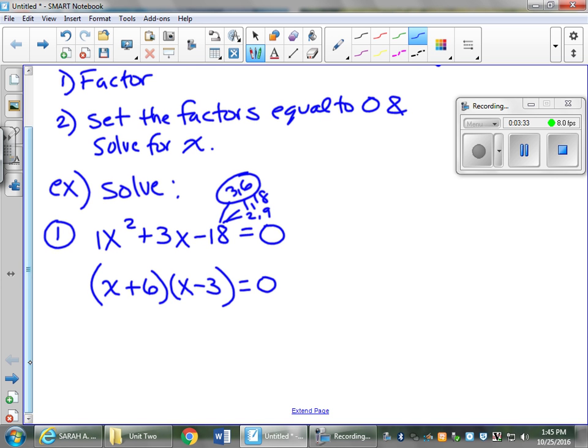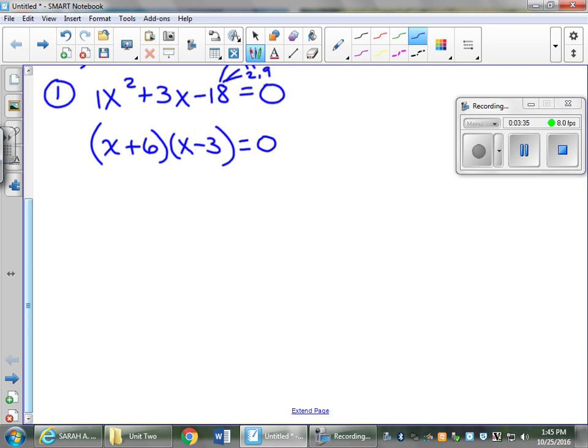Once you've factored it, to solve for x we just set the factors equal to 0 and solve. So the first one, you're going to subtract the 6, and x will equal negative 6. The second one, you're going to add the 3, and x will equal positive 3. And that's it. You're done. Those are your two solutions.